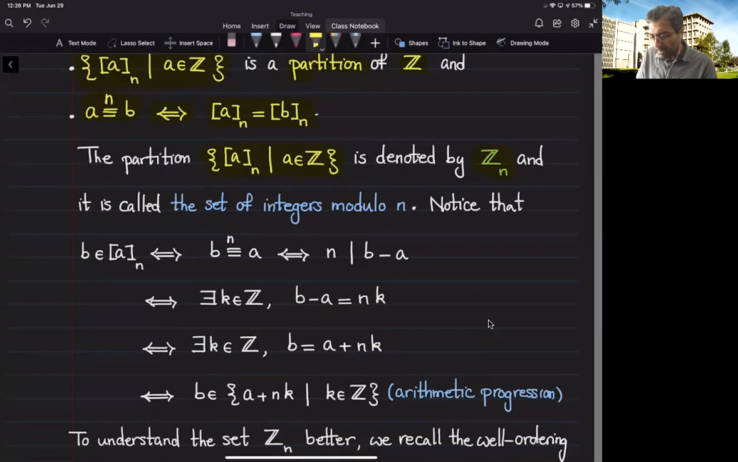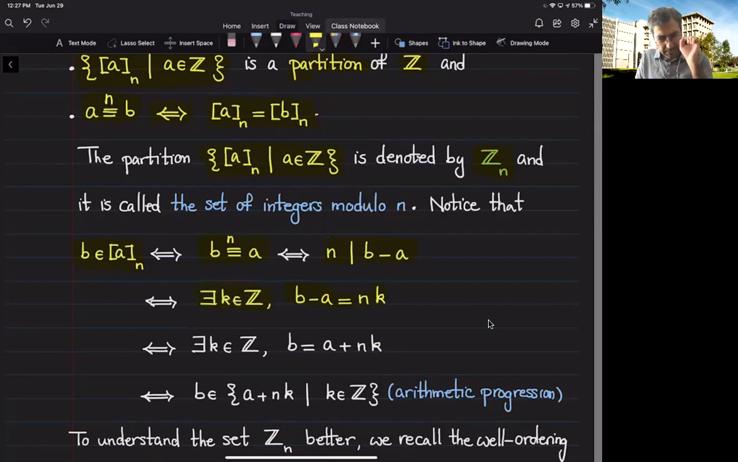Okay, so I pick an element and I ask myself, what happens if B belongs to this mod n residue class of A? By definition, this means that B is congruent to A modulo n, which is equivalent to saying that B minus A is a multiple of n. That means B minus A is n times k for some integer k.